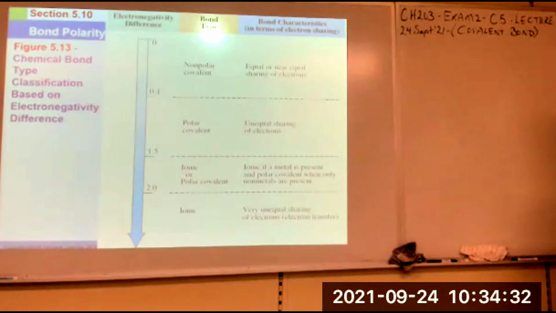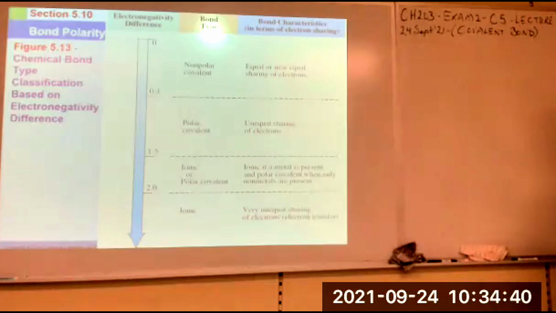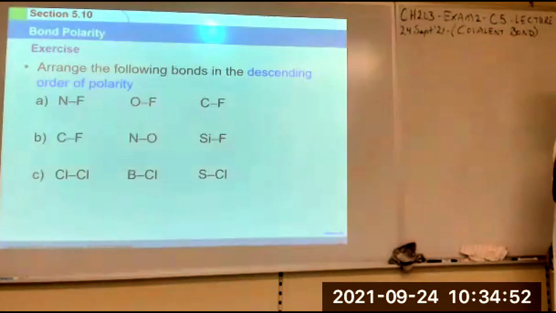Okay. But if the difference is greater than 2, it doesn't matter what the atoms are. If it's greater than 2, it's ionic. Okay. So that's, I guess you could say, the arbitrary system. 0.4, 1.5, and 2 are the dividing lines. Okay. Arrange the following bonds in descending order of polarity. So most polar to least polar.